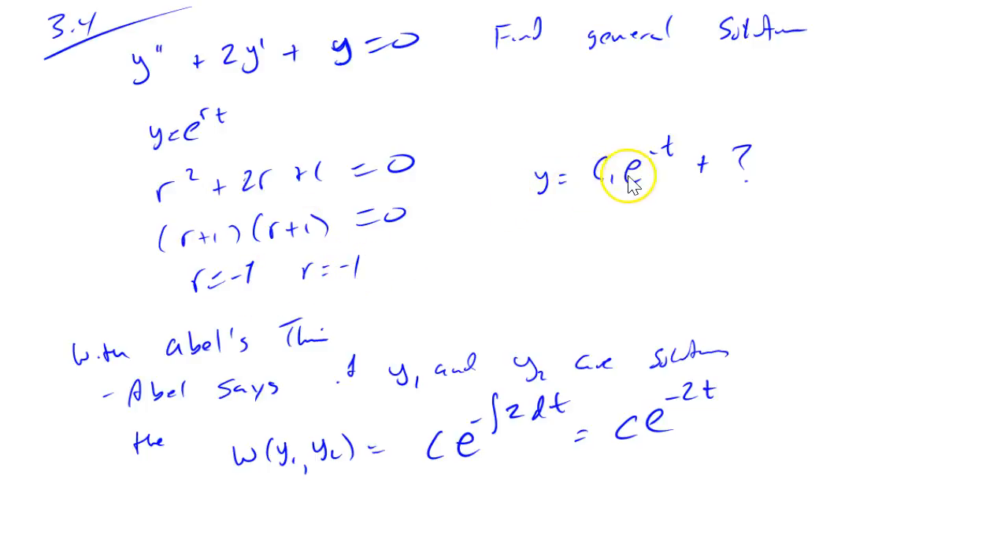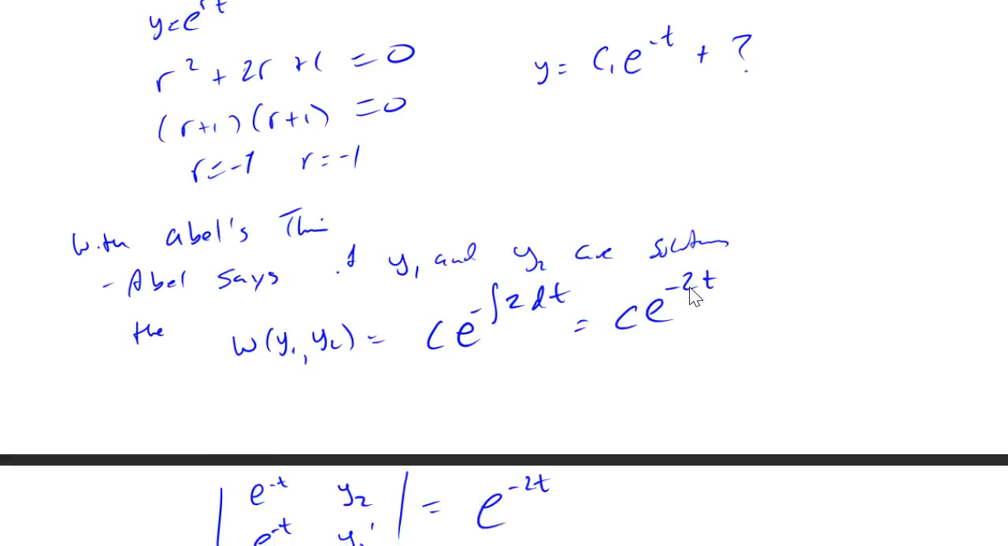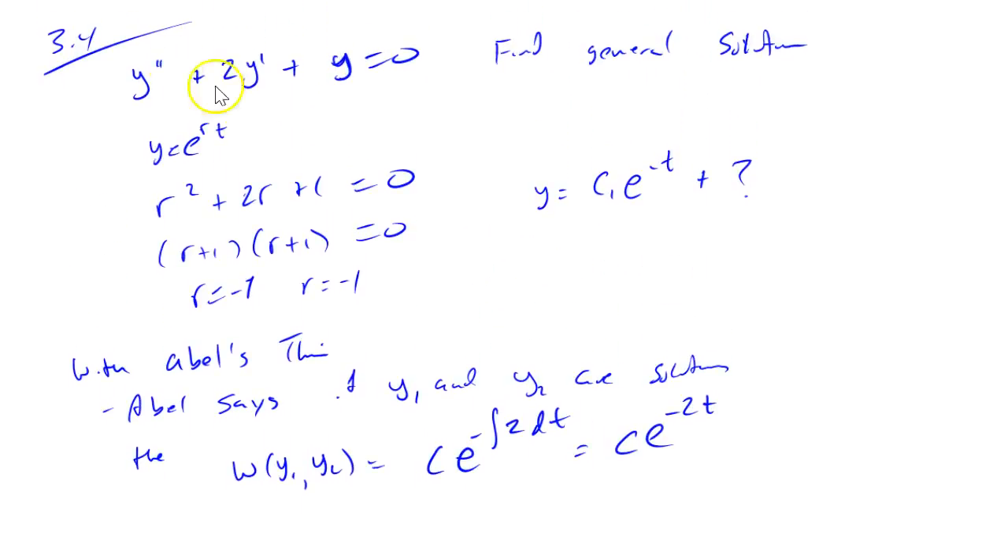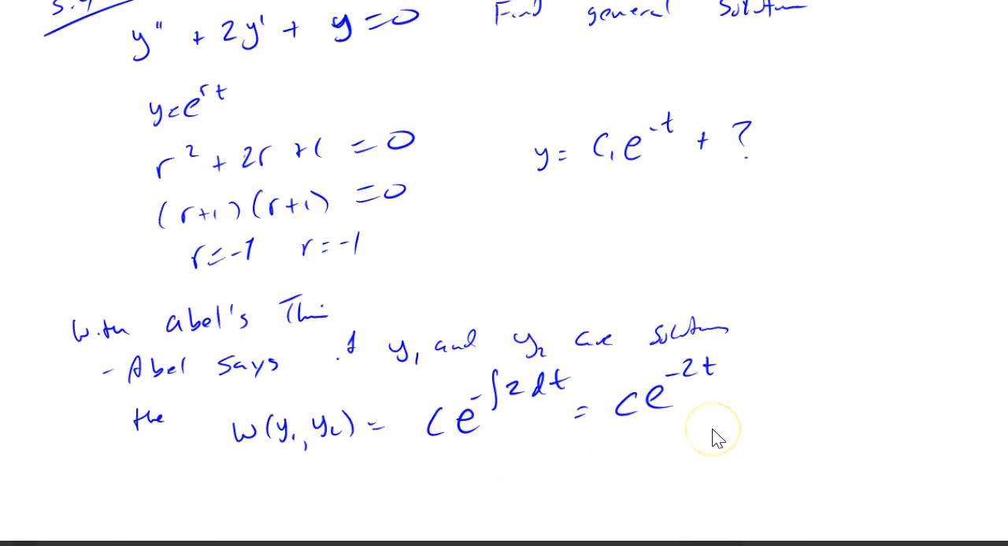So y equals c1 e to the minus t plus something, and I need something else to make the general solution here, right? Last week, we used Abel's theorem and found the other one in the following way. We have this differential equation. Abel's theorem says that the Wronskian of two solutions is going to be some constant times e to the negative integral of p of t dt, and in this case, p is 2. So we get the integral of that, and c is e to the negative 2t.